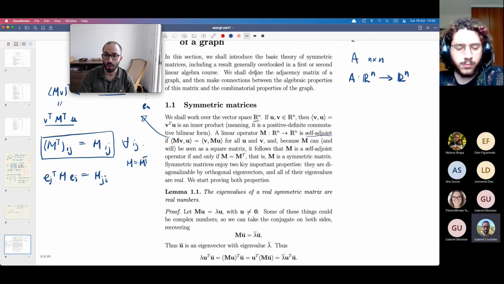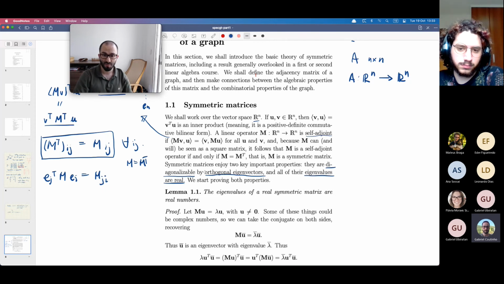Symmetric matrices enjoy two key important properties. They are diagonalizable by orthogonal eigenvectors. So actually here there are two properties already. Being diagonalizable is one important property, having orthogonal eigenvectors is another, and eigenvalues being real is a third. So these are the three key things about symmetric matrices that all of us should know, and I will prove these results now, and actually they will be useful.